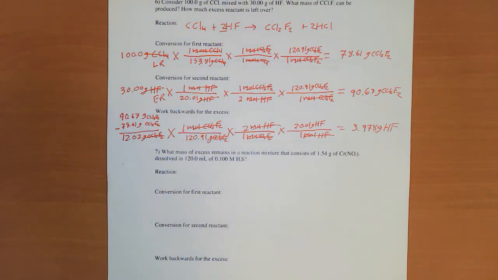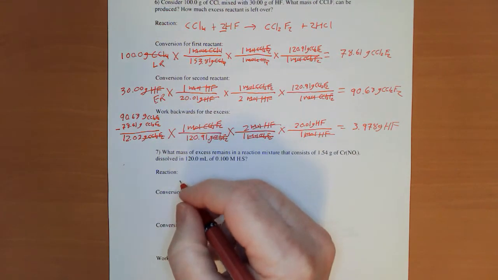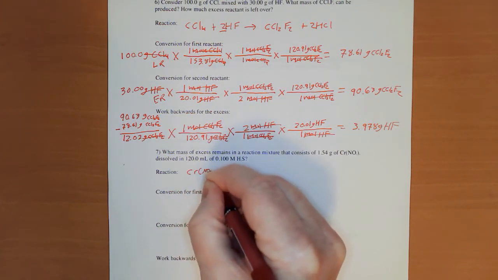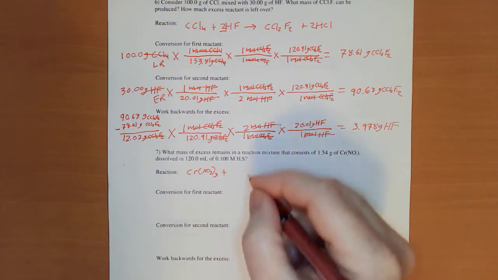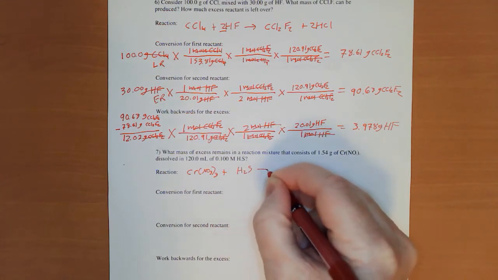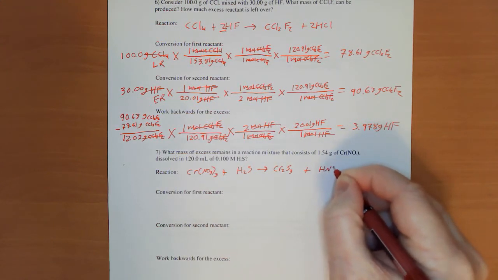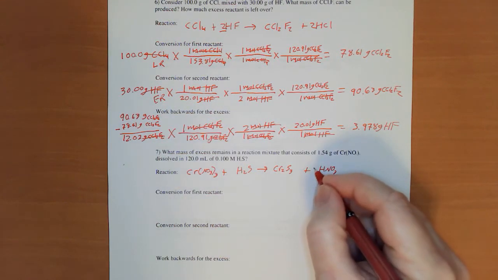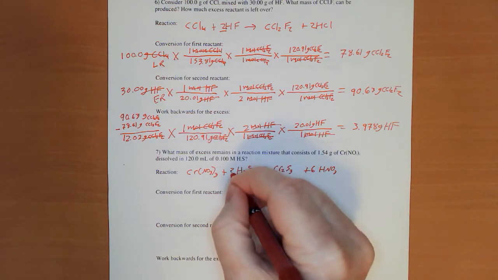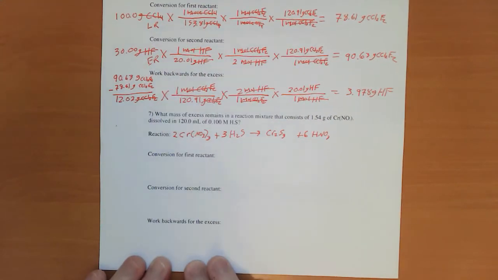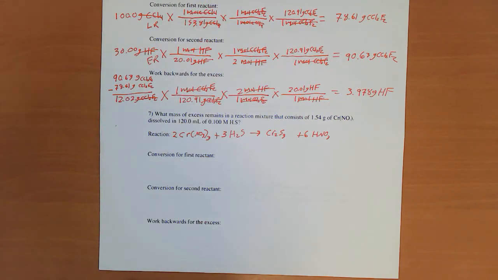Now, let's try another one here. I'm reacting chromium nitrate, and it's a chromium 3. So it's Cr(NO3)3 with H2S. That's going to give me Cr2S3 and HNO3. I'm going to end up with a 6 on that, a 3 on that, and a 2 on that. And the reason that I put this problem here was so that I would have something starting off with a solution in addition to something starting off with a solid.